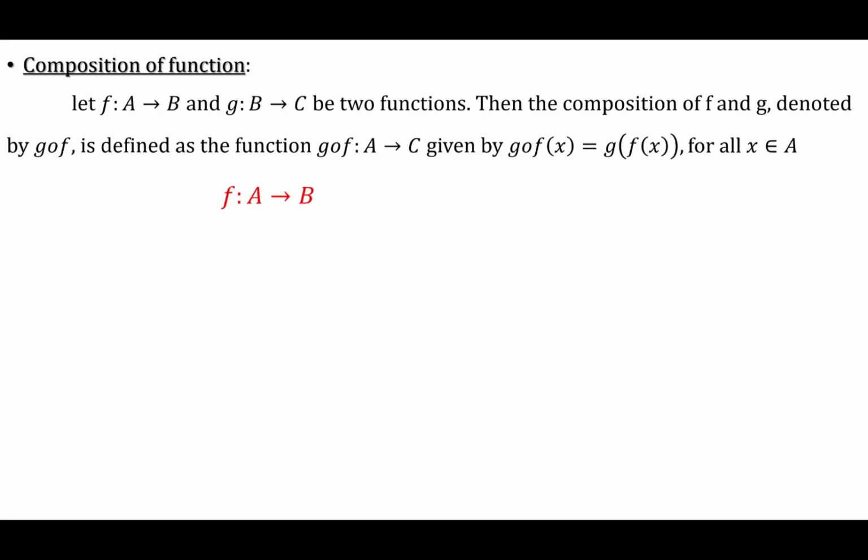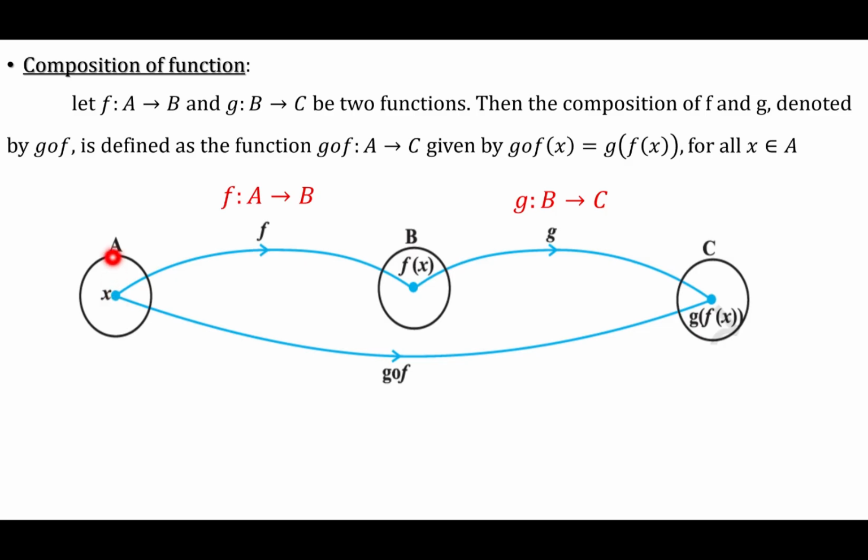We have a function f which maps from A to B and another function g from B to C. So here for function f, the domain is A and the codomain is B. Suppose I have a set A. In this one I have an element x. We take this element and put it in function f, which gives a value inside B, which is f of x.